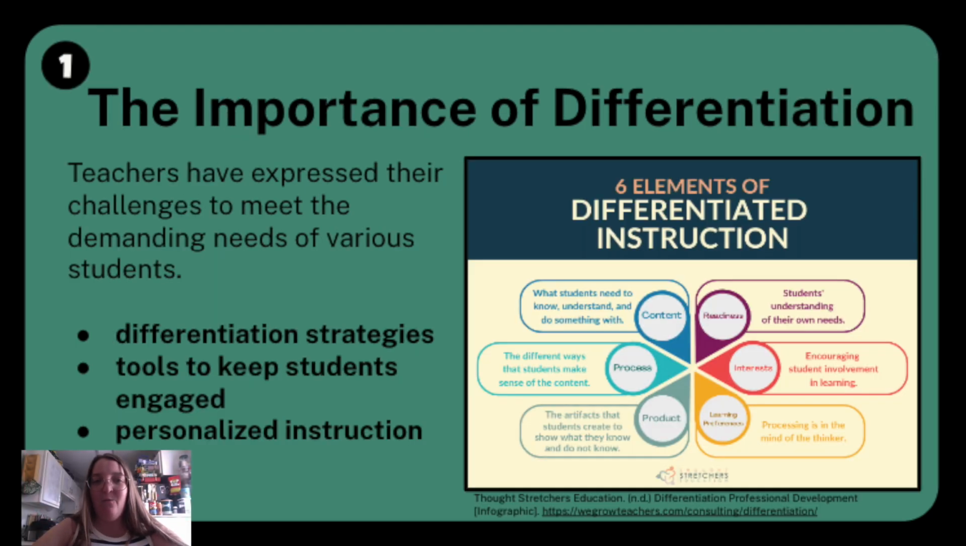All right, talking about why this topic is being presented to you guys today. From our surveys that we do, we had a lot of teachers express that they wanted help with differentiation strategies, just because there's a lot of demanding needs from our students. In my own classroom, especially since the pandemic, we have students coming to us with a lot of learning gaps. And it's hard to meet the needs of all of our students. So differentiation strategies, as well as keeping them engaged, which is where the technology comes in, and we want to be able to personalize their instruction for each student.